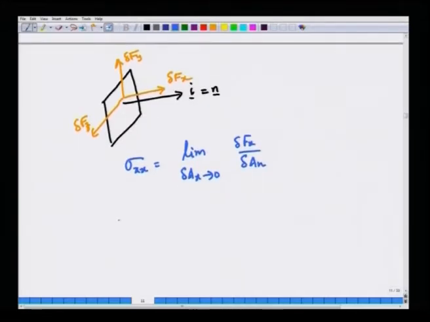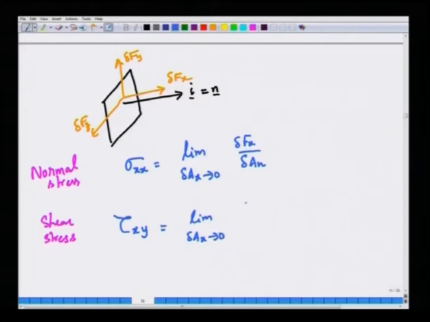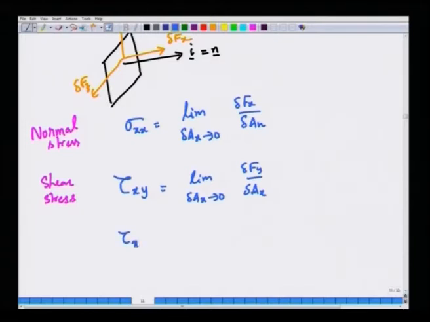Now, you can also define tangential or shear stresses. This is the normal stress. These are shearing or tangential stresses, shear stress. Now, there are two components to tangential stress. One is tau x y, in the direction of y: limit delta A x tending to 0, the y component of the force divided by the area delta A x. Likewise, you can have tau x z, the limit as delta A x tends to 0 of delta f z by delta A x.